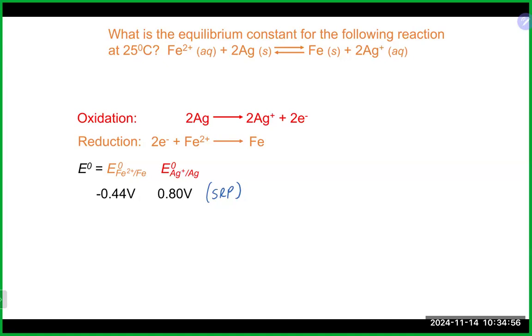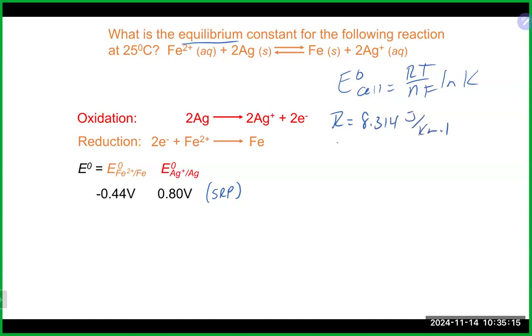Okay, so let's take a look. Obviously, we're looking for the equilibrium constant, so we probably should use the one that has that in it. So that's going to be our RT over nF natural log of K. Here we do have R, which is a constant, 8.314. We do have our temperature, which is 25 degrees, which if we add our 273 to it, should be 298.